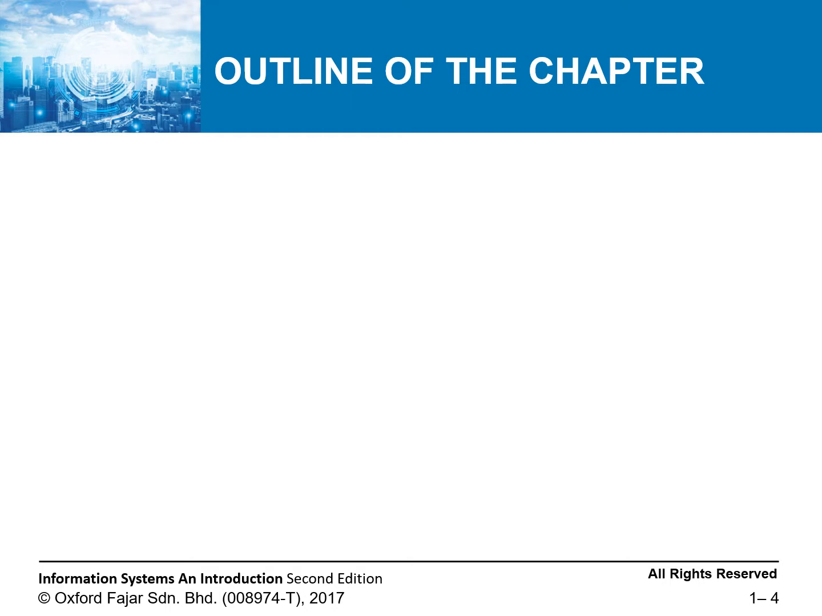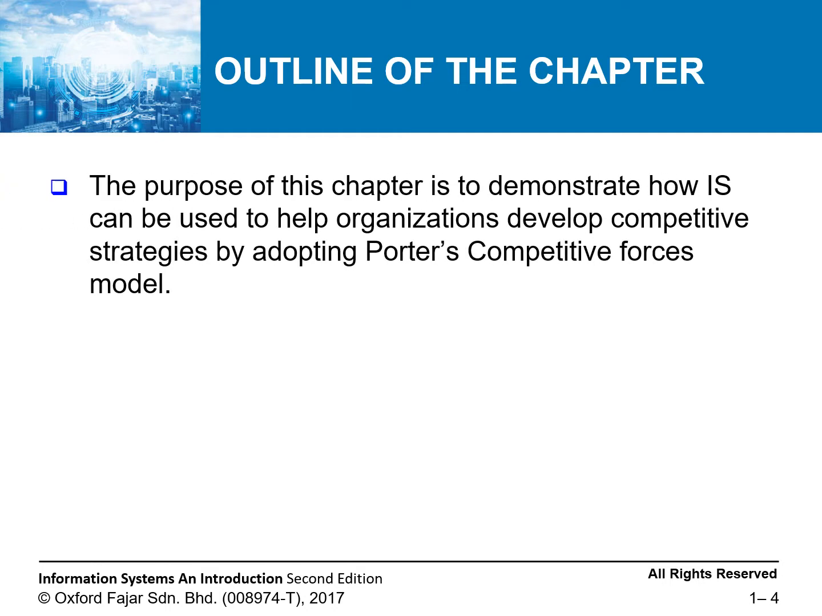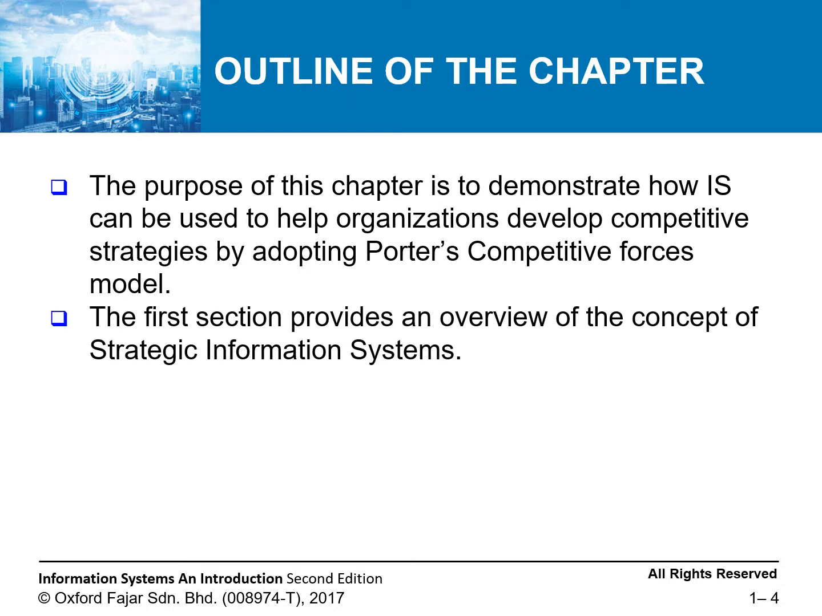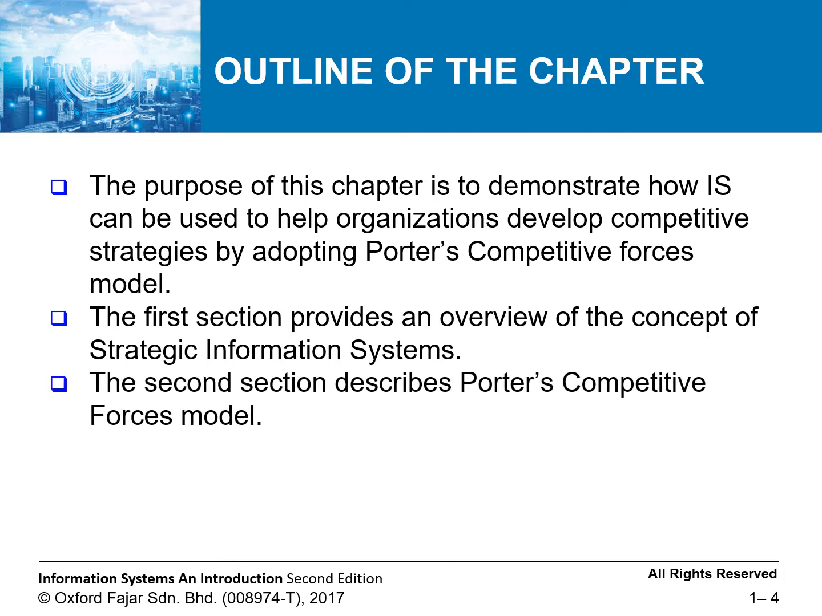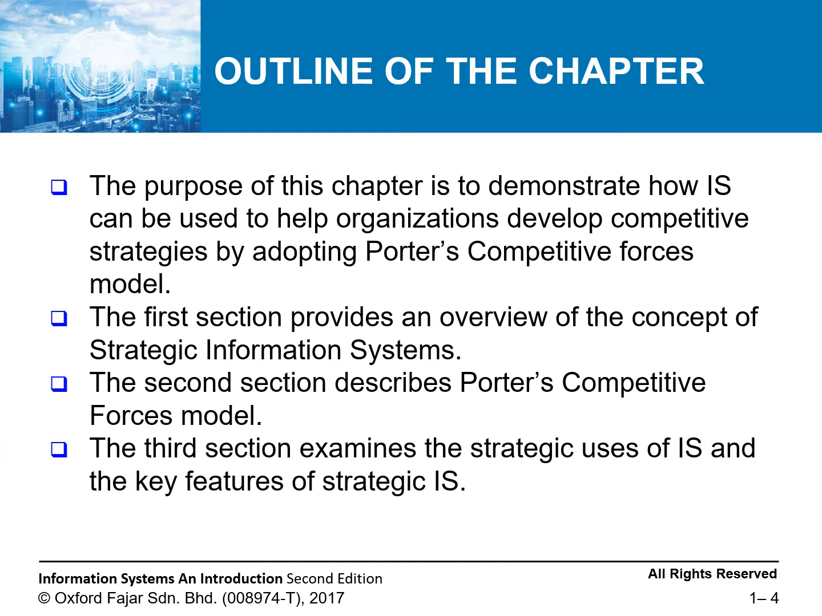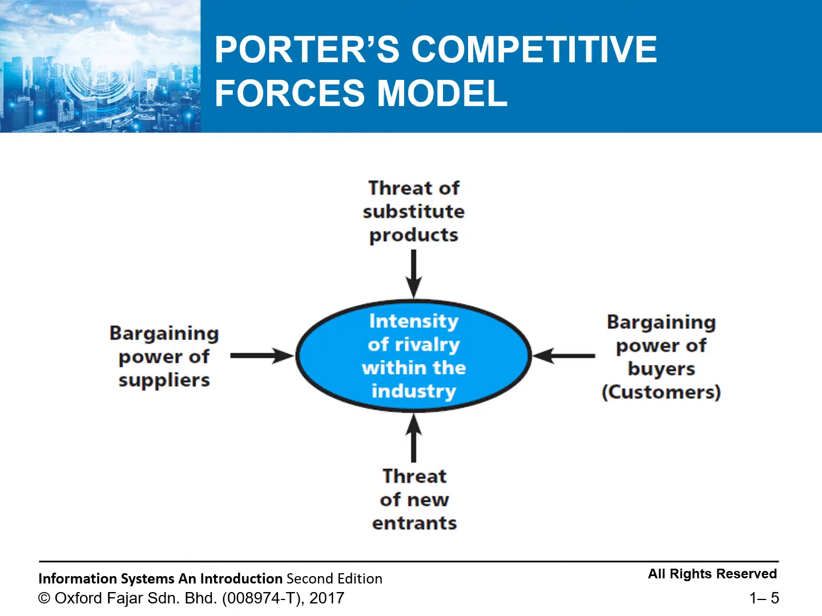The outline of the chapter. The purpose is to demonstrate how IS can be used to help organizations develop competitive strategies by adopting Porter's competitive forces model. The first section provides an overview of the concept of strategic information systems. The second section describes Porter's competitive forces model. And the third section examines the strategic uses of IS and the key features of strategic IS.